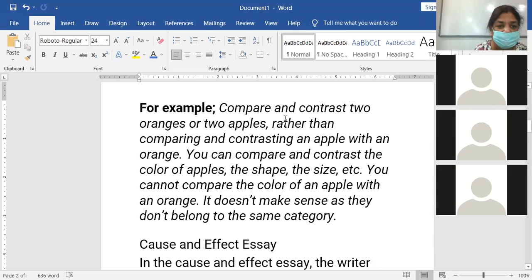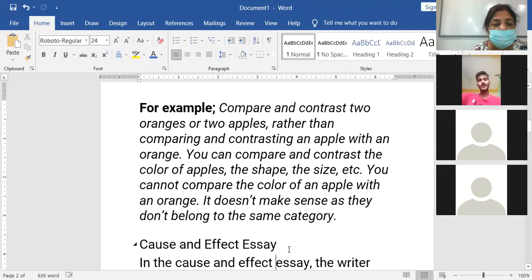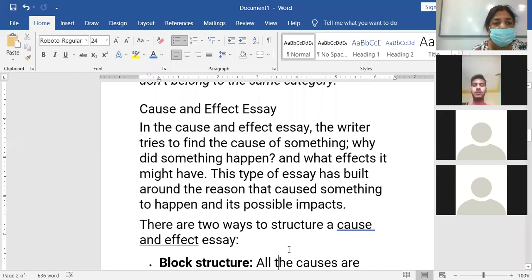So this is the compare and contrast essay, which is very simple and easy to understand. You select two subjects of the same category, and then you compare and contrast how they are similar and how they are different. The second I've taken is cause and effect. What is cause and effect?